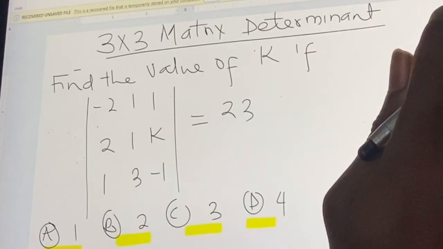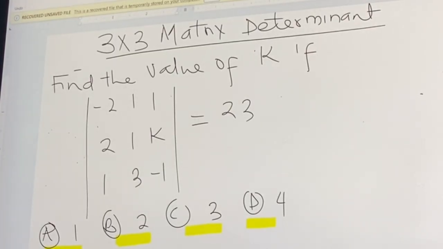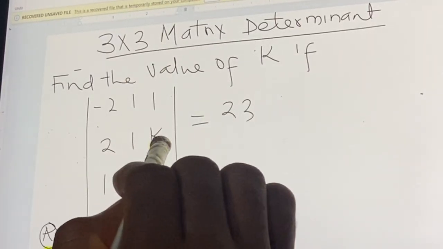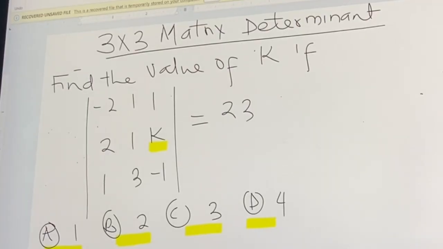But before we solve this here, this is what you have to understand in matrix. Whenever you are given a matrix and you are asked to find an unknown value, just like this k, in a matrix, we apply determinant. Please listen to me again. Whenever you are given an equation and you are asked to find an unknown letter in a matrix, we apply determinants.